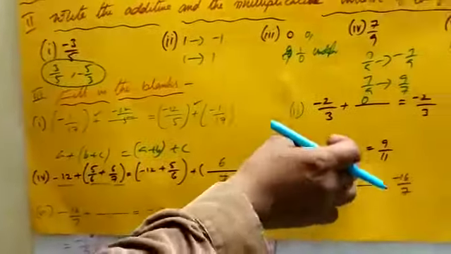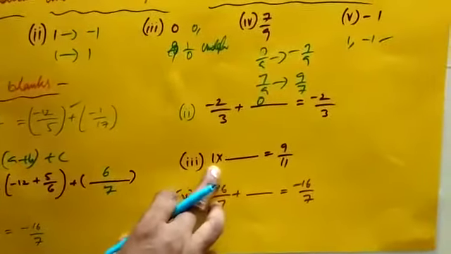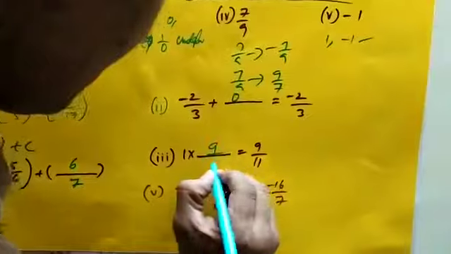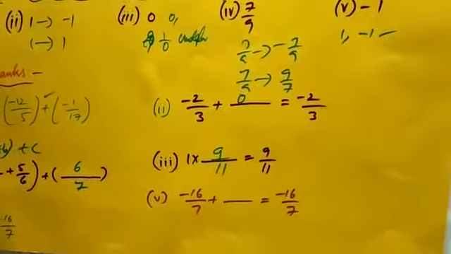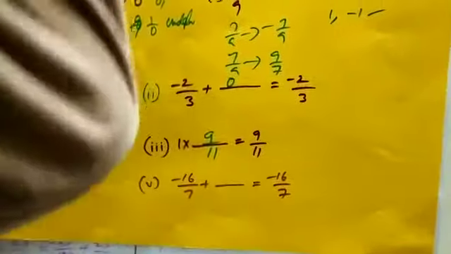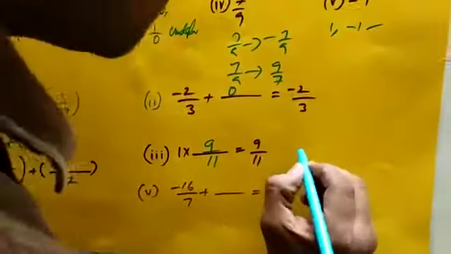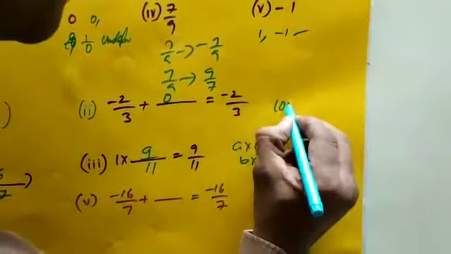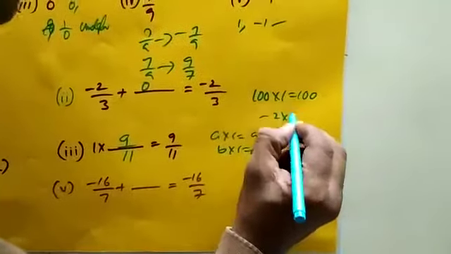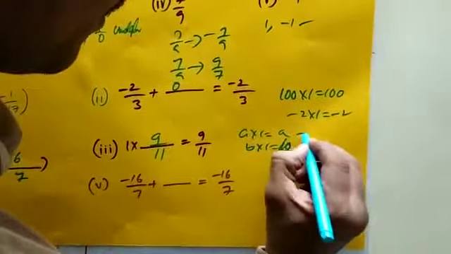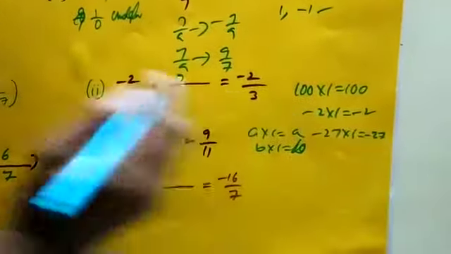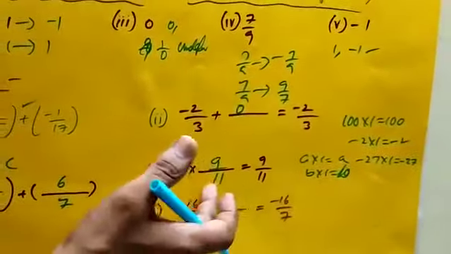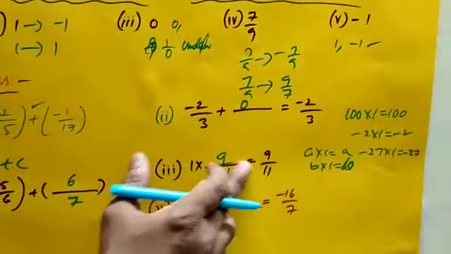Which number multiplied with a number gives the number itself? It is 1, because any number multiplied by 1 is itself. a into 1 is a, b into 1 is b. Therefore 100 into 1 is 100, minus 2 into 1 is minus 2, and minus 27 into 1 is minus 27. Any number, negative or positive, multiplied by 1 is itself. So 1 into 9 by 11 is equal to 9 by 11.